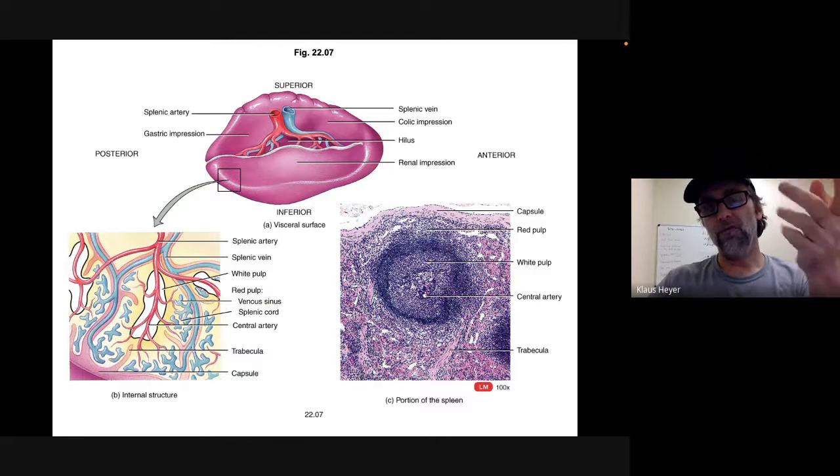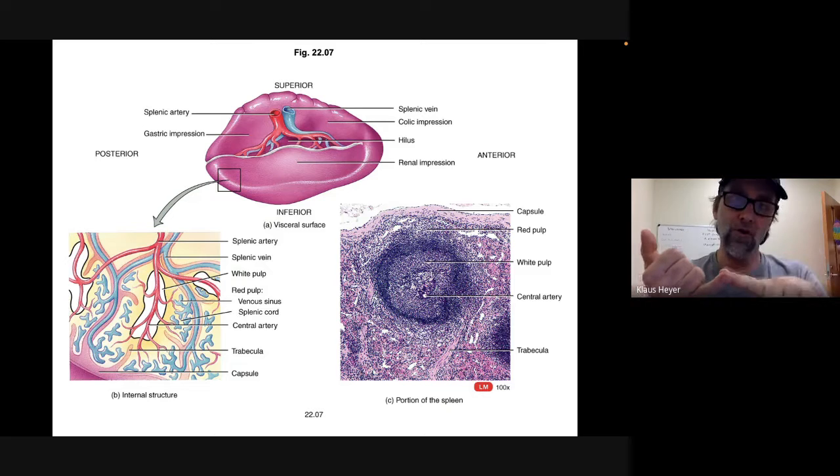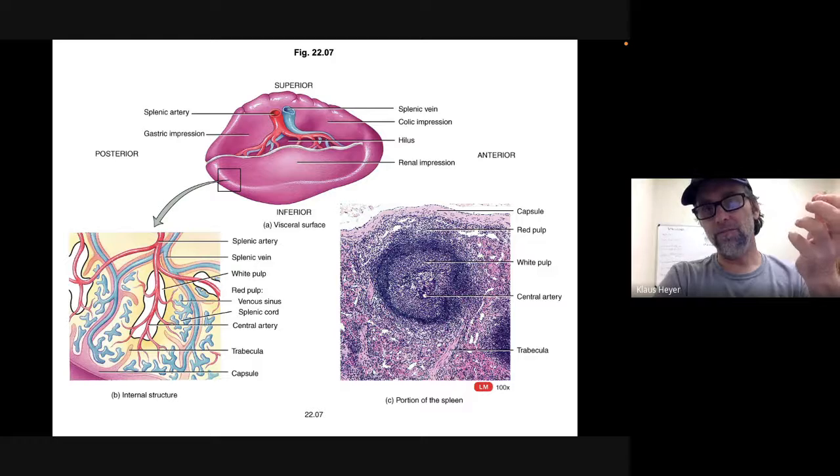The other trigger, so there's three things that trigger your immune system: lymphatic nodes, lymph nodes, lymphatic nodules. It's like a lymph node. We haven't really gotten to that yet.